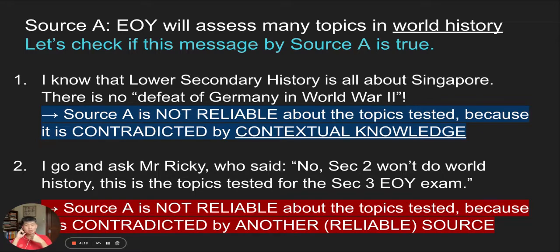Source A is not reliable because what you know about lower secondary history is contradictory to what source A has said. Source A is not reliable because what you find out from Mr. Ricky, who would have told you that lower sec history is only going to be testing Singapore history, would contradict what source A says. In other words, there are two methods here for testing the reliability of a source. You can either check what the source says against your own knowledge, that's method one, or you could check what source A says against another source that is reliable, and that's method two.